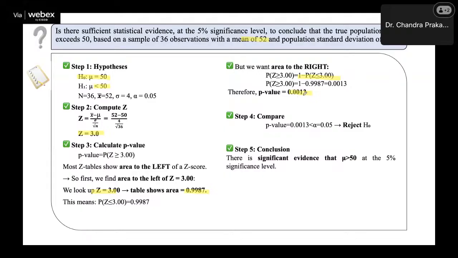So the value came out to be 0.0013. Now it is less than the alpha, that is 0.05. So we reject the null hypothesis. So we say that there is significant evidence that mu is greater than 50 at the 5% significance level.